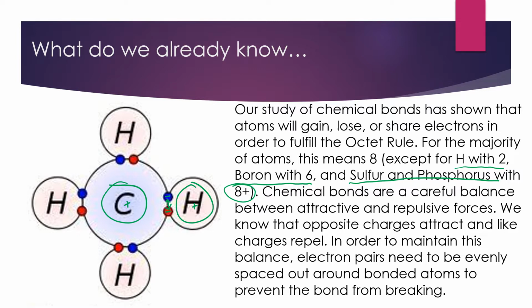But the attractive forces, y'all, the positive and negative charges, they want to be together. So the positive charge of the nucleus would attract the electrons of hydrogen, while the hydrogen nucleus is attracting the negative electrons of carbon. And so again, like it has said, it is a delicate balance. So in order to maintain this balance, electron pairs need to be evenly spaced out around bonded atoms to prevent the bond from breaking.